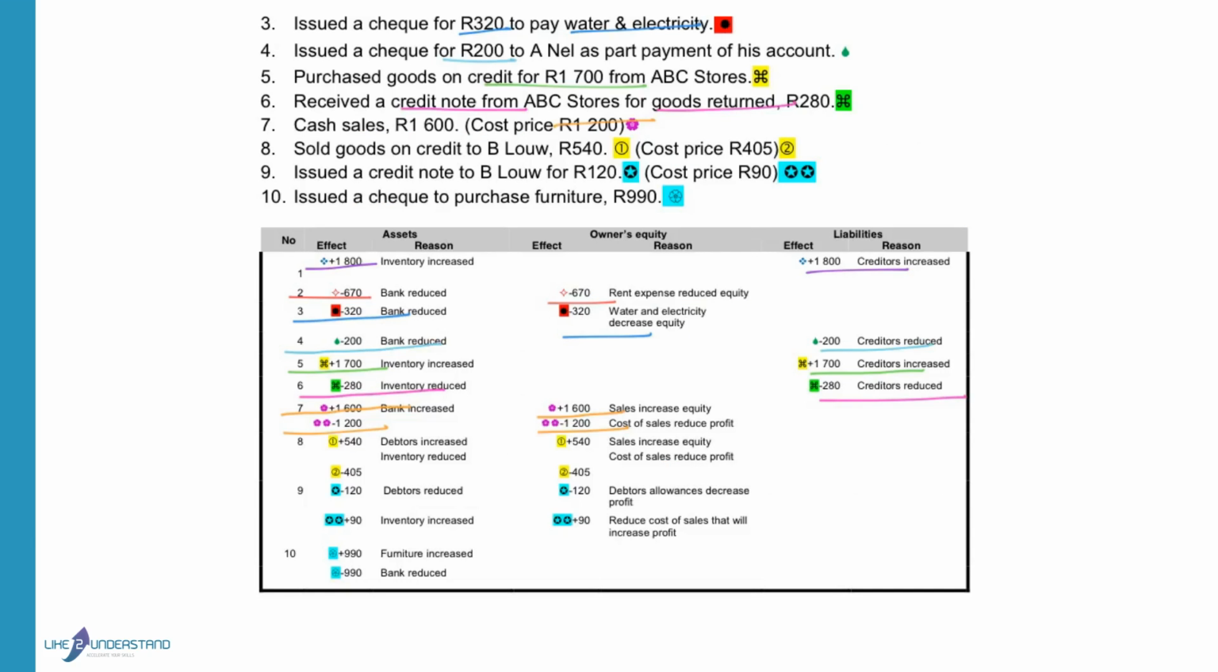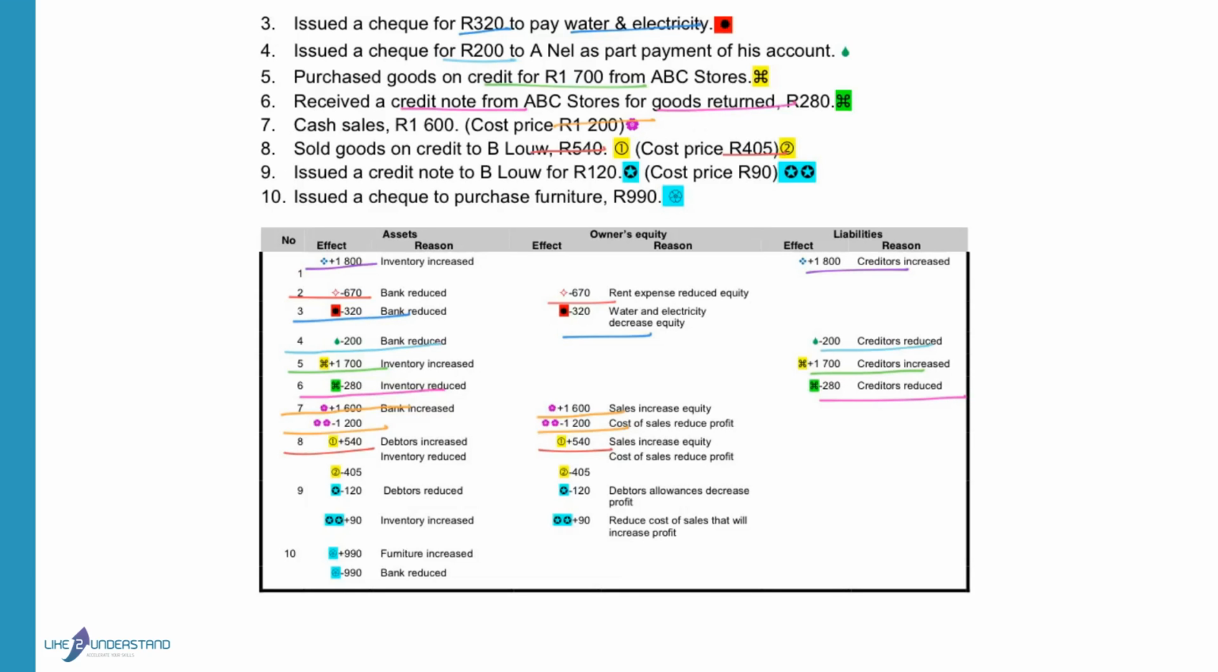Sold goods on credit to Below for 540 and the cost price is 405. So again, we have to complete two double entries. The one at sales price and another double entry at cost price. We sell on credit, so our debtors, that's the asset, will increase with the sales price because that is the amount that they owe us.